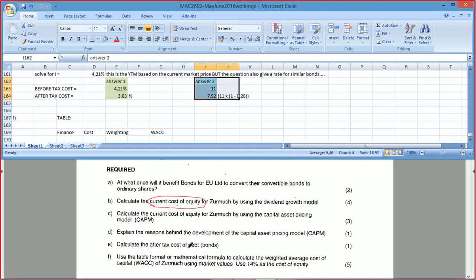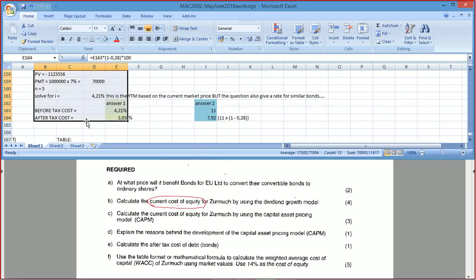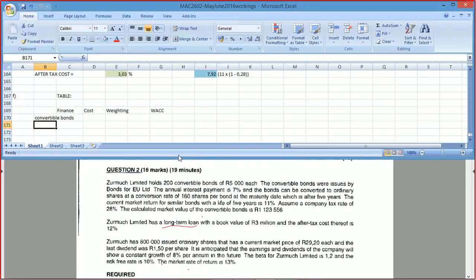I'm going to use option 2 here because calculating the after-tax cost of debt was just 1 mark. So maybe they do just want you to take the tax off the actual cost that's given in the question, and then you didn't have to do this whole calculation here. Okay, so finance. I've got debentures. No, not debentures, convertible bonds. Okay. I've got a long-term loan.